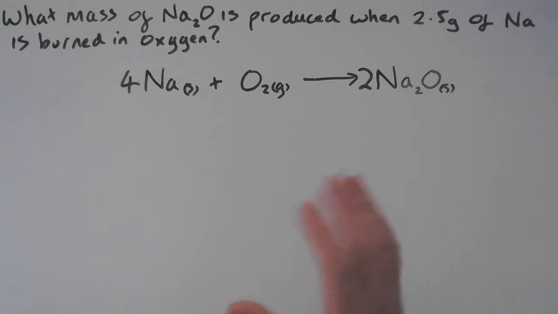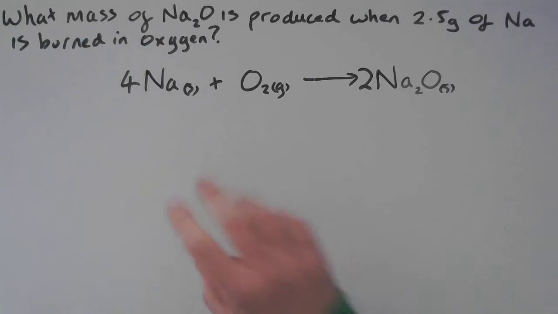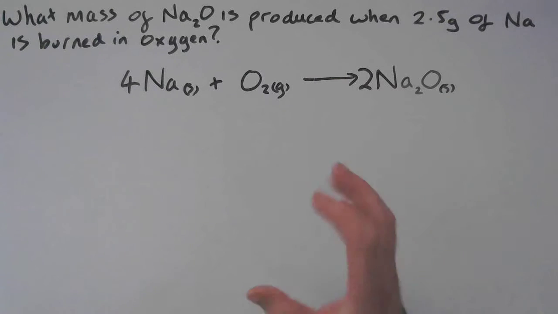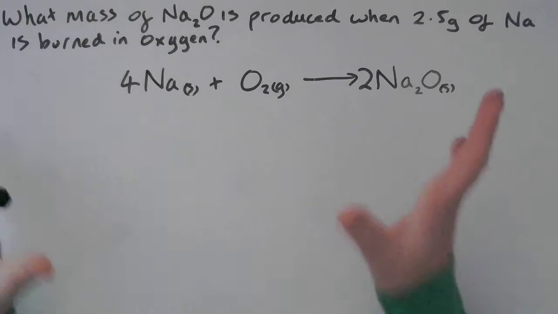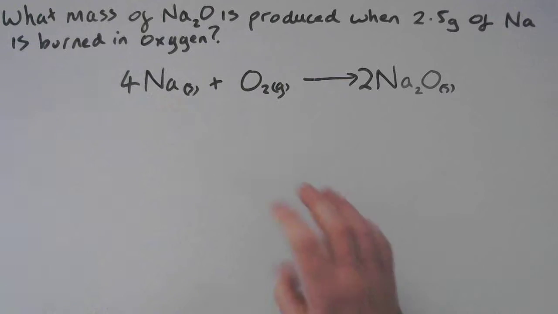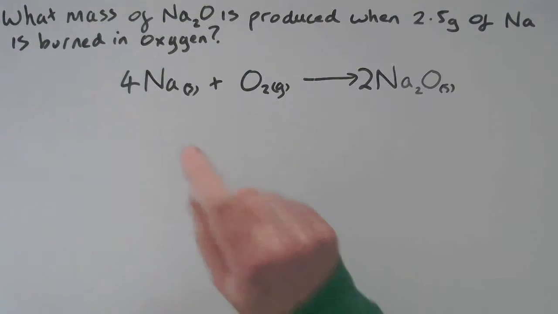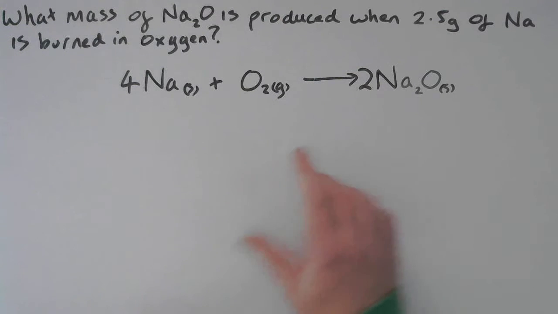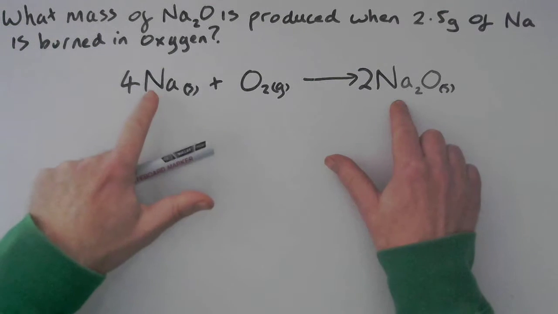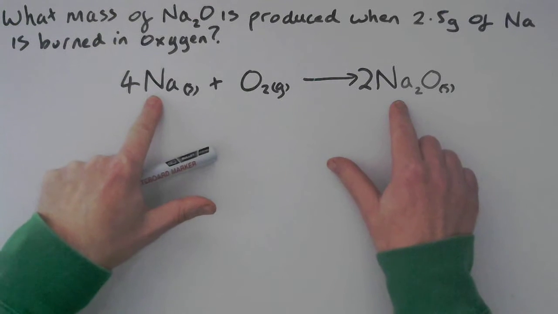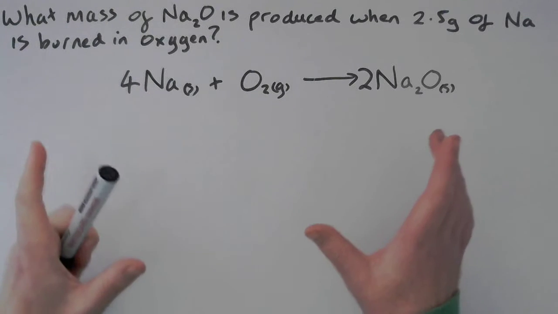Hi, so this is a Science Above top tip, and we're talking about calculating moles using masses. This is a typical type of question you're going to get in terms of using moles and masses. What mass of sodium oxide is produced when 2.5 grams of sodium is burned in oxygen? This is a typical question you're going to come across.